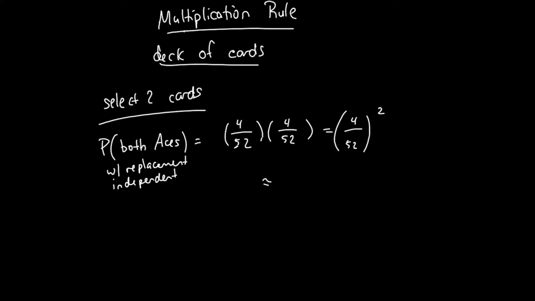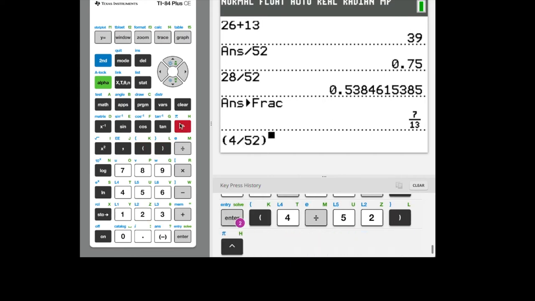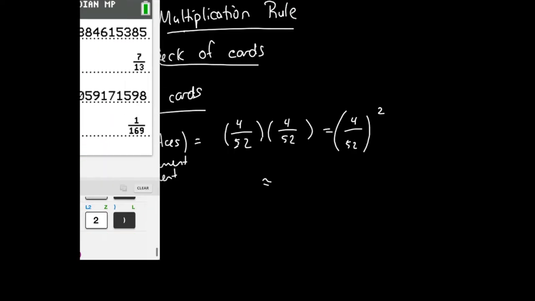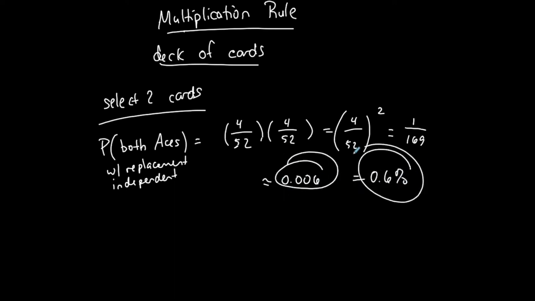So when I enter that into my calculator, parentheses, 4 divided by 52, close parentheses, and then raise it to the second power, I'll then convert that into a fraction if I need to simplify it. 1 out of 169, simplified. So in exact fraction form, 1 out of 169, or approximately 0.006, or 0.6%. Now that's very, very low. I would say that that's small enough to say that that's an unlikely event.